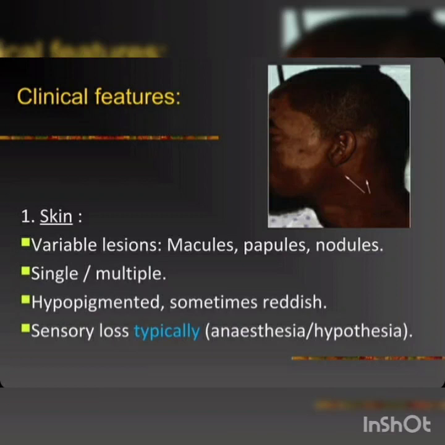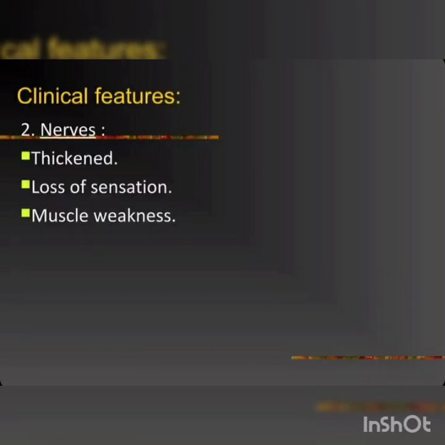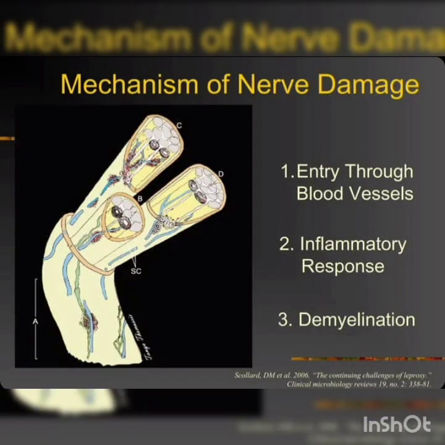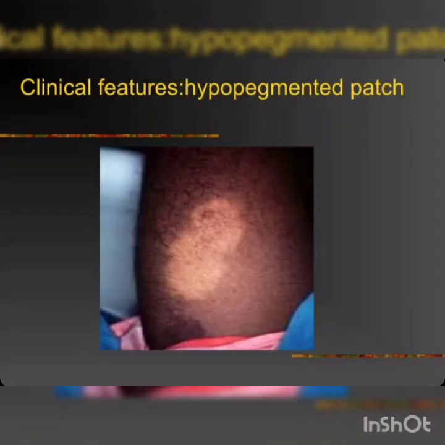It involves the skin, mainly as macules and papules. You can see lesions, single or multiple, hypopigmented, with sensory loss. Nerves will be thickened, there will be loss of sensation, and muscle weakness. Thickened nerves are classical, we can palpate those nerves. The entry is through blood vessels, with an inflammatory process in the nerves and demyelination. Lesions will be like this, hypopigmented macules without sensation.